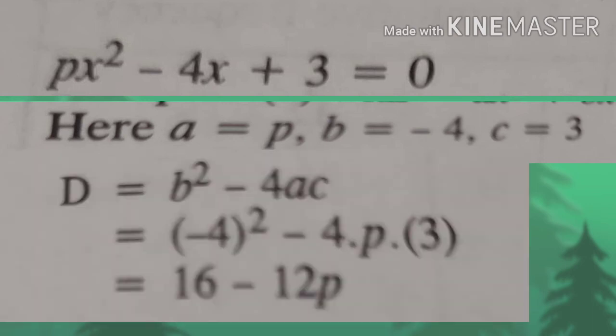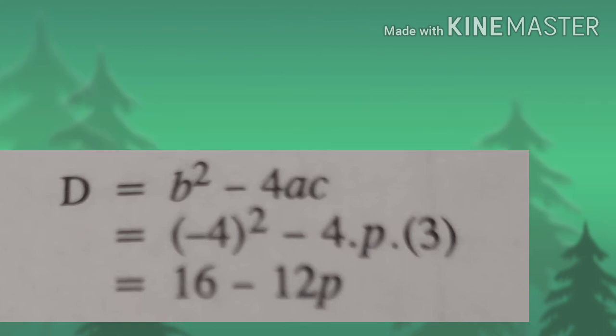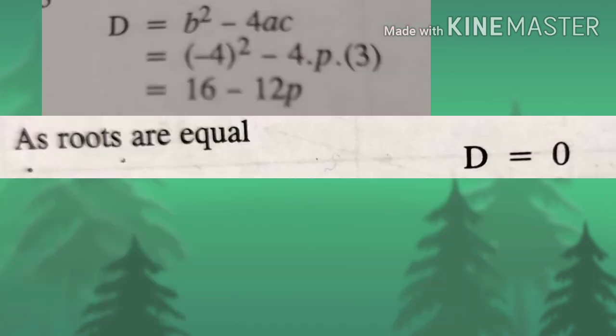The discriminant of the given quadratic equation is d is equal to b square minus 4ac is equal to square of minus 4 minus 4 into p into 3 is equal to 16 minus 12p. As per the question, the roots of the given quadratic equation are equal. Therefore, the discriminant of the given quadratic equation must be equal to 0.